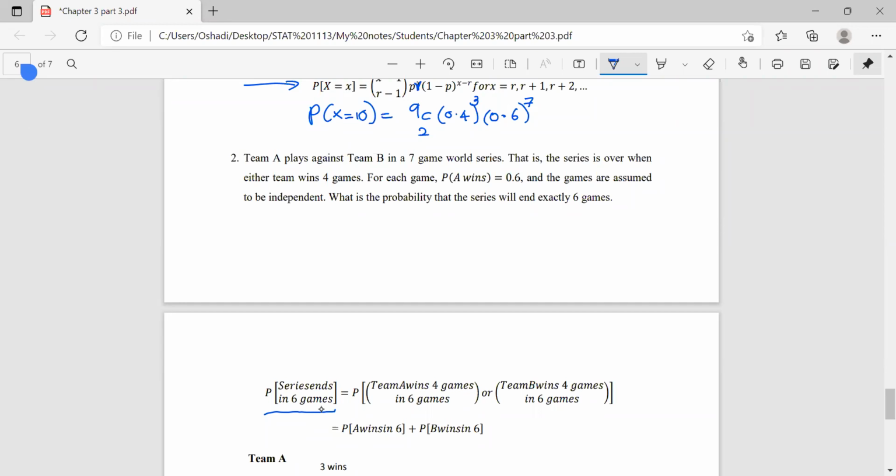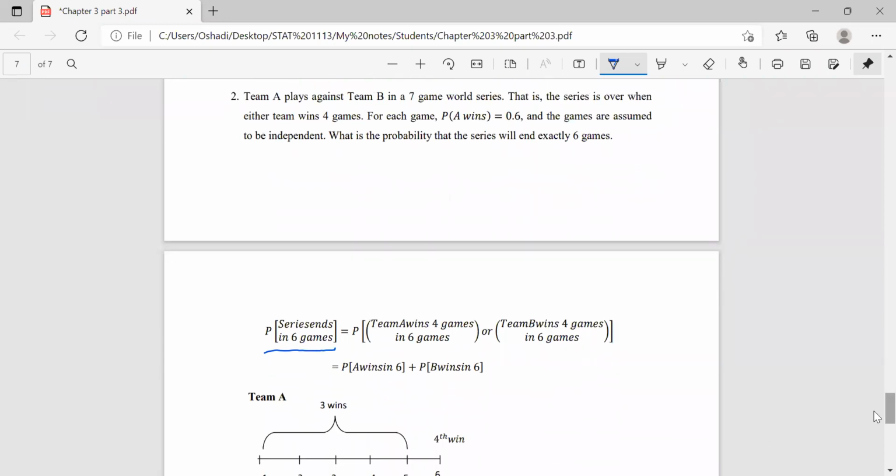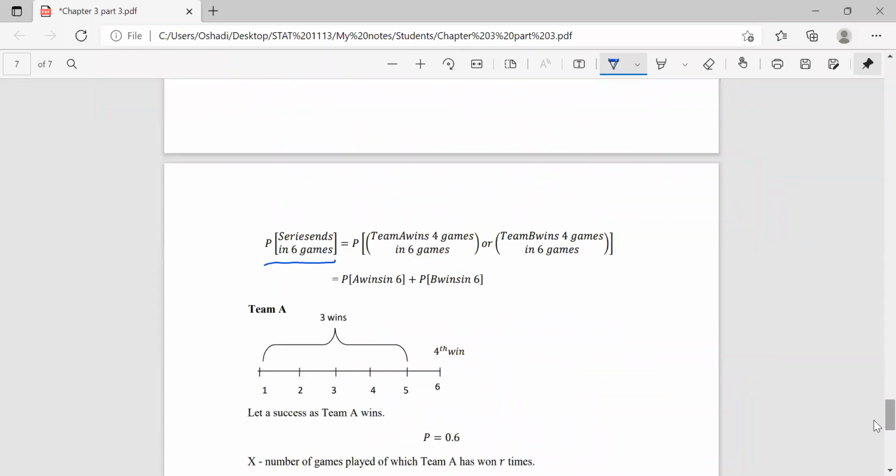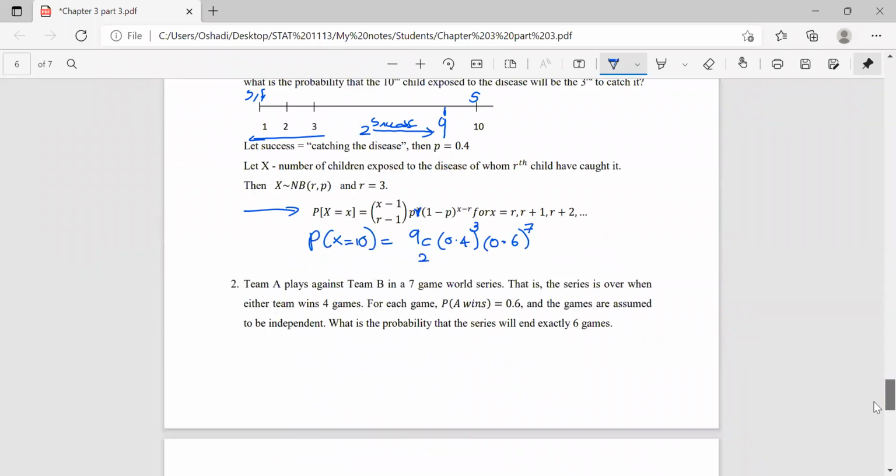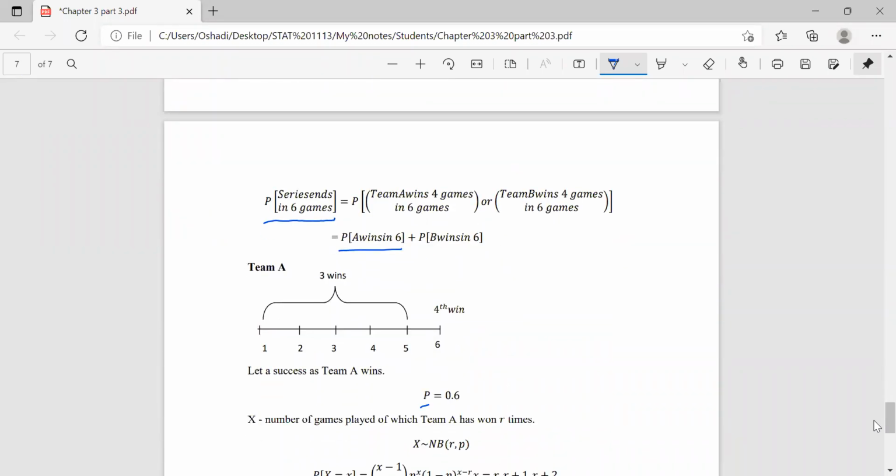So the games are independent. We could write the probability here as a summation: probability of A winning in 6 games and probability of B winning in 6 games. Right? So considering the first one, probability of A winning in 6 games. We know that the probability of team A winning equals 0.6.